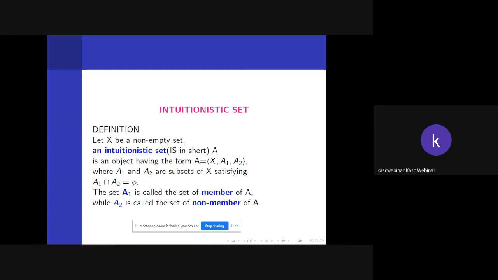And one thing, A1 and A2, if you take the intersection, it should be empty. So if students are going for an examination, if he passes, if he gets through, he will never fail. If he fails, he will not get through. So always the intersection of those two should be empty. So A1 you call the member of A and A2 the non-member of A.